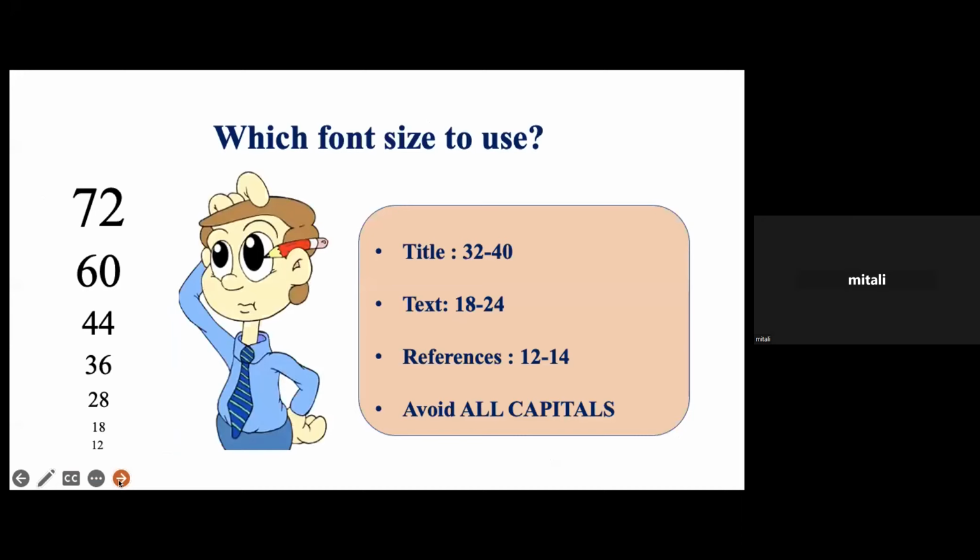The size of the font that is to be used: 72, as you can see, is too big, and one would see that it would cover a large amount of space in the entire slide. At the same time, size 12 is a font which is extremely small and the audience would possibly require a microscope to read it. So the ideal text size for title is 30 to 40. For text, it should be 18 to 24. For references, it should be 12 to 14. However, whenever adding text to the slide, avoid all capitals.